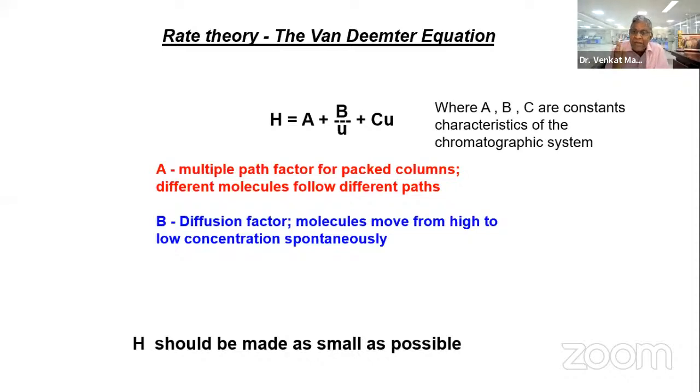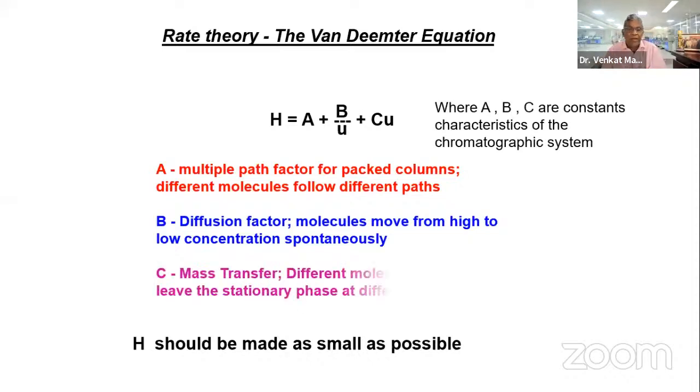Molecules move from high to lower concentration spontaneously. That's the second parameter. The third one, we call it mass transfer: how effectively you transfer the entire sample from the mobile phase to the column, or from the column preferentially back to the mobile phase. Different molecules enter and leave the stationary phase at different times. This is why all the three parameters are related to height equivalent to a theoretical plate. H is equal to A plus B by U plus Cu.